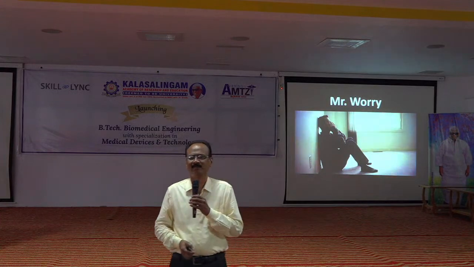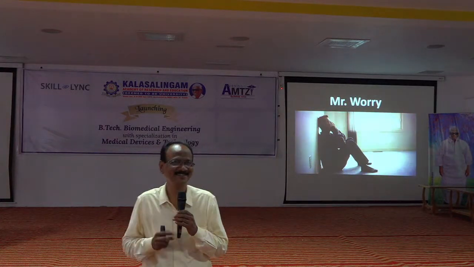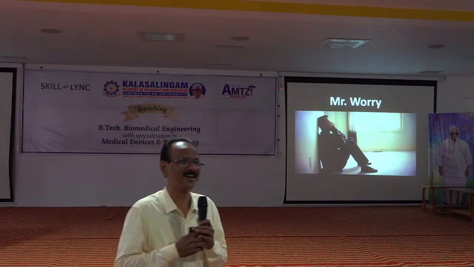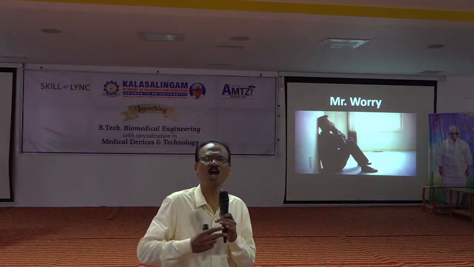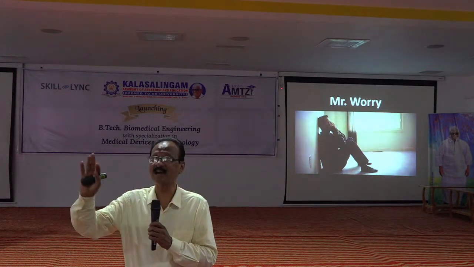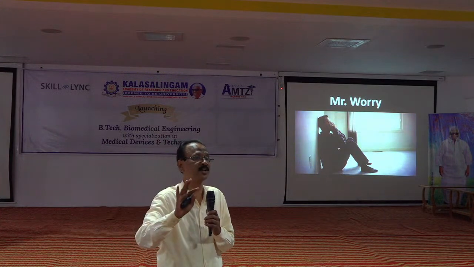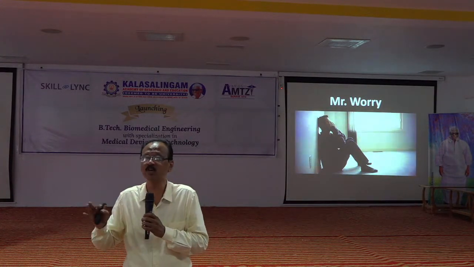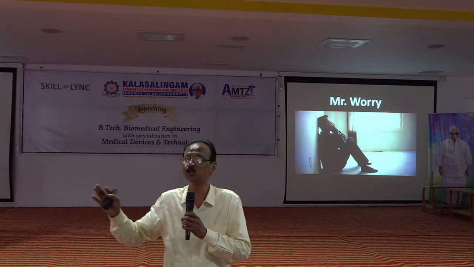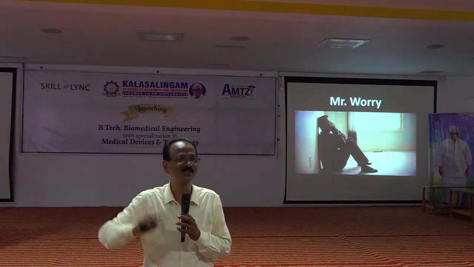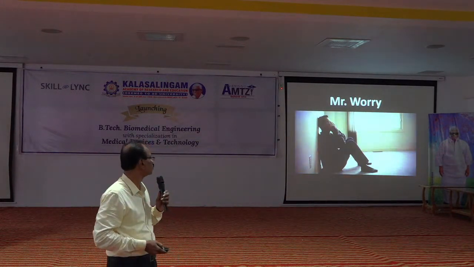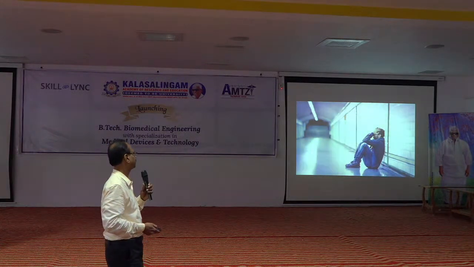There was a man, his name was Mr. Worry. You know why his name was Worry? Always he is worrying about something. But he is having a good job, nearly 75,000-80,000 rupees per month. He is having a car, a good house, a good wife, and 2 children studying in a good school. Everything he has. But always he was worrying about something.